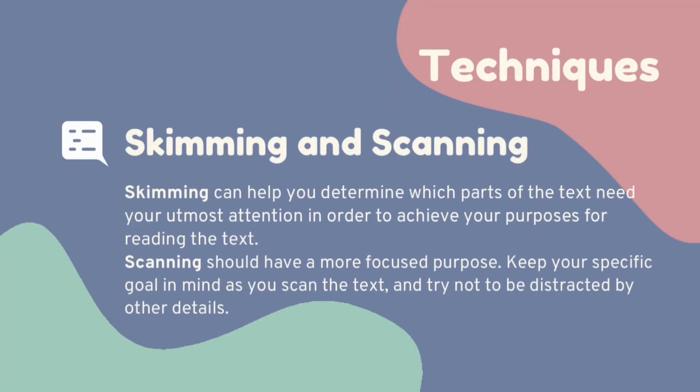So next is skimming and scanning. In order to be more focused when reading a text, it is best to get a general overview of it before beginning to read thoroughly. By first skimming through a text, you can get an idea of its overall logical progression. Skimming can also help you determine which parts of the text need your utmost attention in order to achieve your purposes for reading the text.